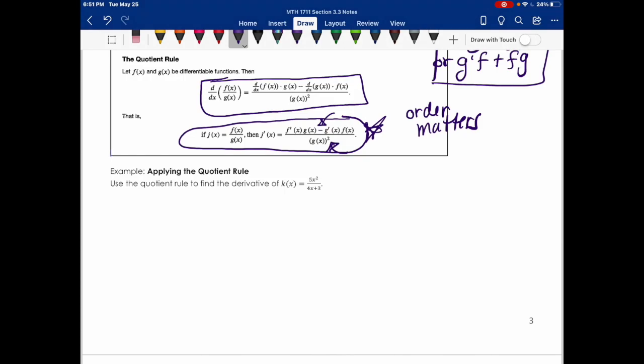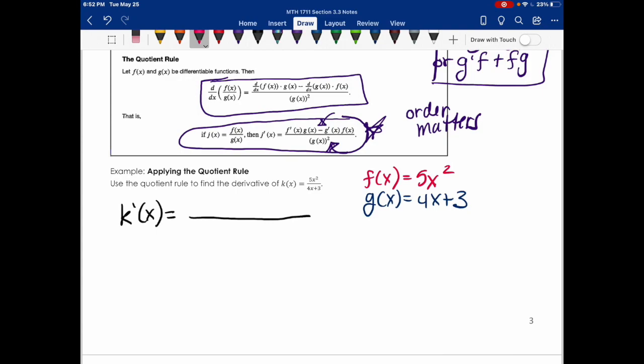We're going to use the quotient rule in this first example to find the derivative of k of x, which is 5x squared over 4x plus 3. I'm going to let f of x be my 5x squared, and I'm going to let g of x be the denominator function, which is 4x plus 3. So to find the derivative using the quotient rule, I need to take the derivative of f of x, which is the derivative of the numerator function.